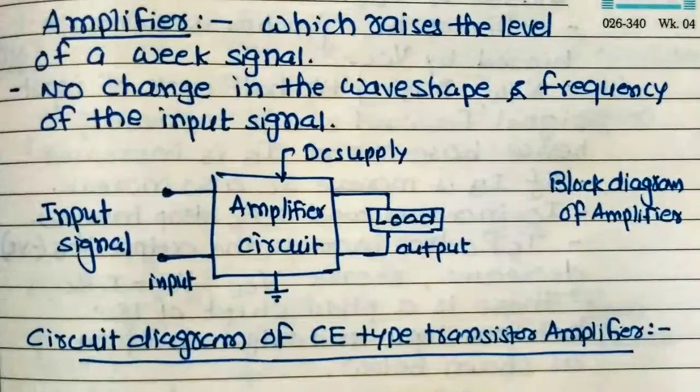Here is the block diagram of an amplifier circuit, with the input signal, and the output side is the load, maybe the loudspeaker or maybe a circuit which uses the higher level of signal. DC supply is given. Now, the circuit arrangement of a common emitter type transistor amplifier.